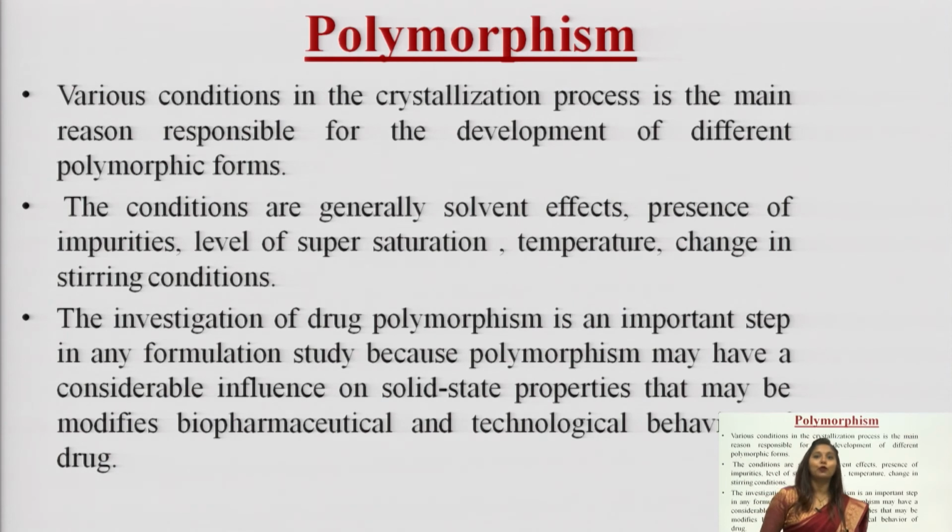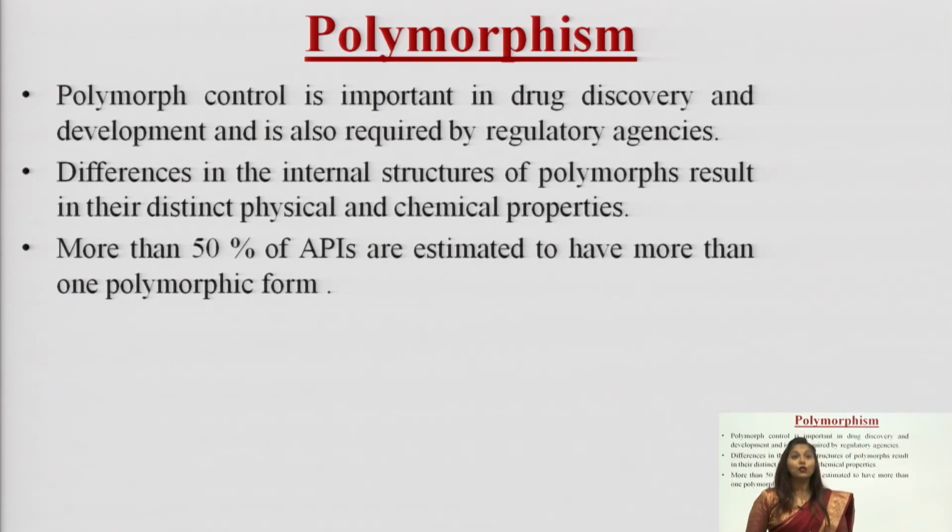So polymorphism plays a very vital role in the formulation of drug molecules. Polymorph control is important in drug discovery and development and is also required by regulatory agencies. So due to that reason, polymorph control is very important in any kind of drug discovery, because it directly influences the biopharmaceutical as well as the technological behavior of a drug.